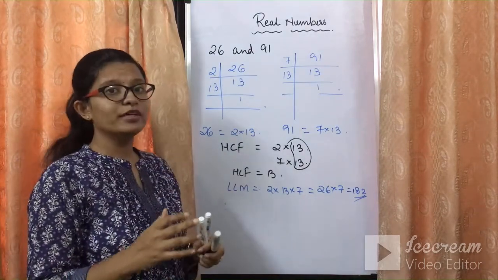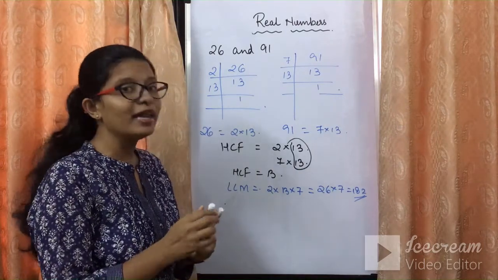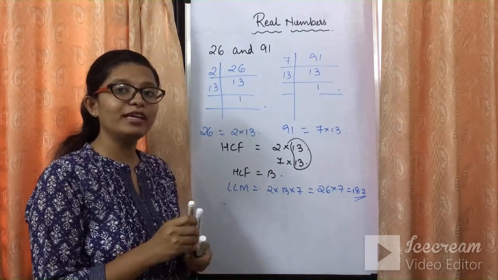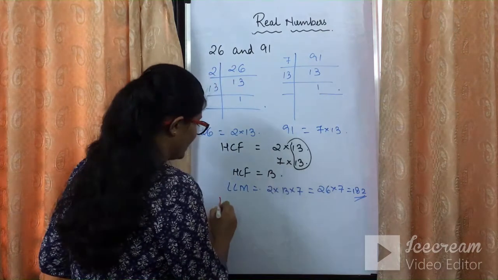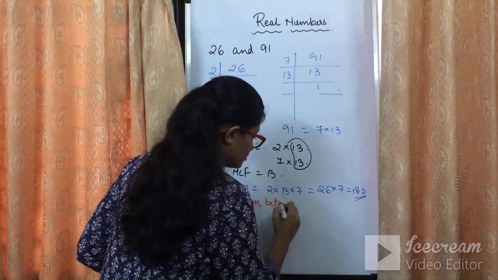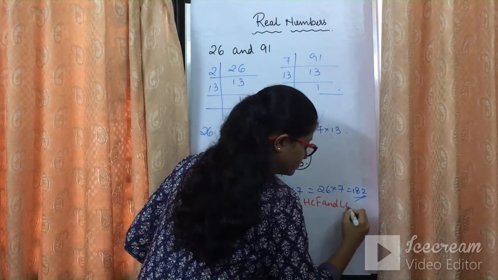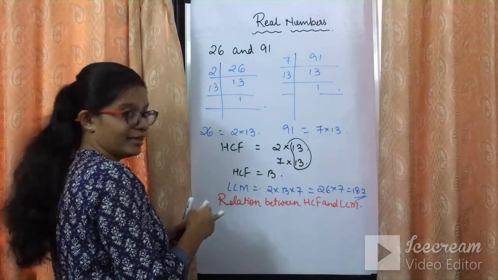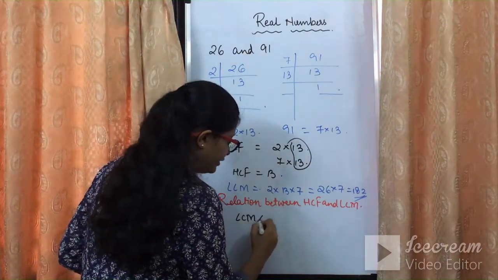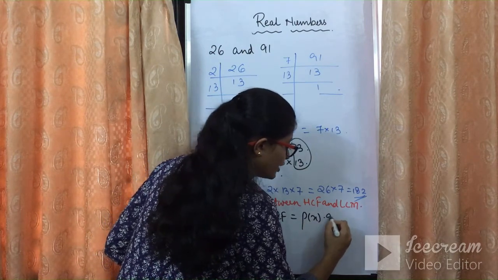Now what we need to do is solve the word problems for the HCF and LCM part. Before that, let's read a relation, the relation between HCF and LCM. That is very important. It can be given as LCM into HCF is nothing but P of x into Q of x.